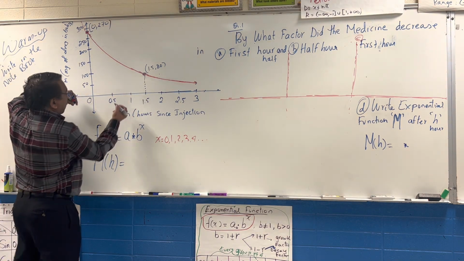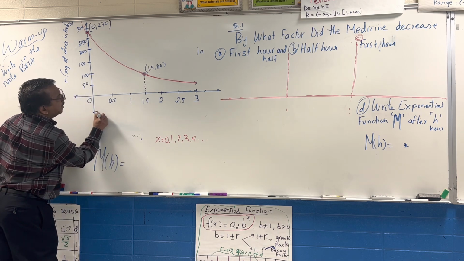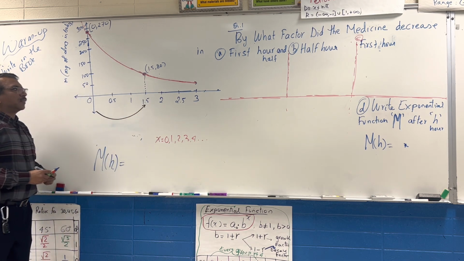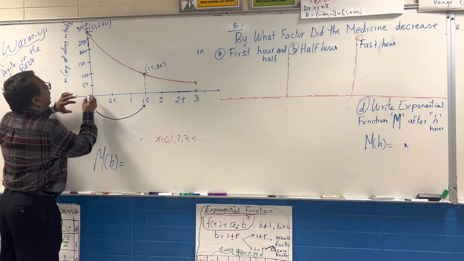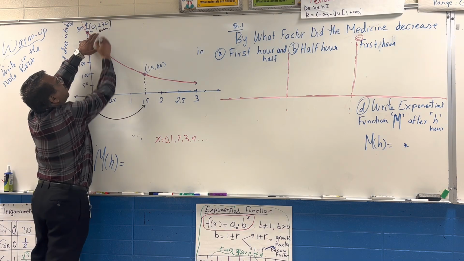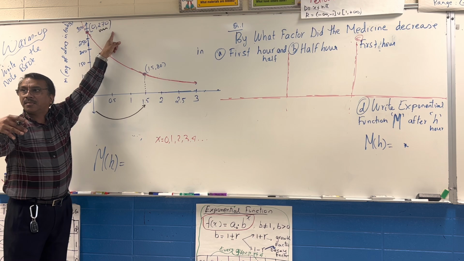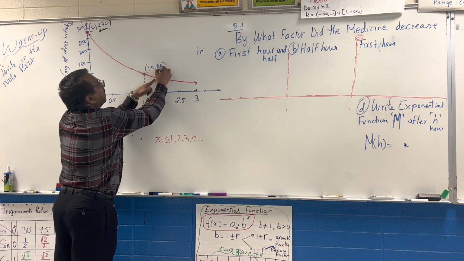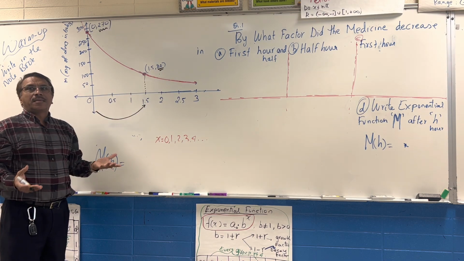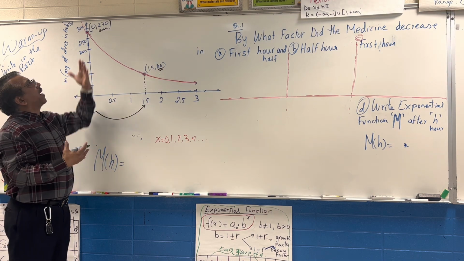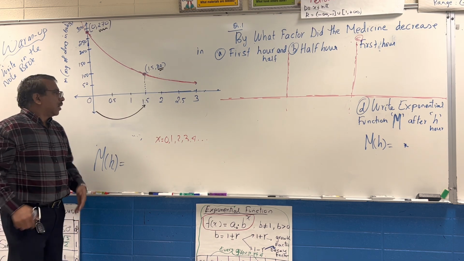Okay, so the question is, from here to here, can somebody tell me what factor it is? Now, in the beginning, how much medicine was in the blood? 270. Agree? Yes or no? And how much is the medicine now after 1.5 hours? 80. So how did you get from 270 to 80? What happened? How do we figure that out?